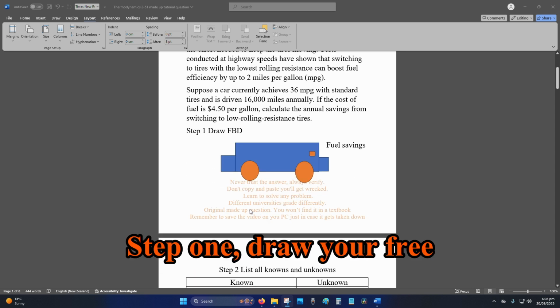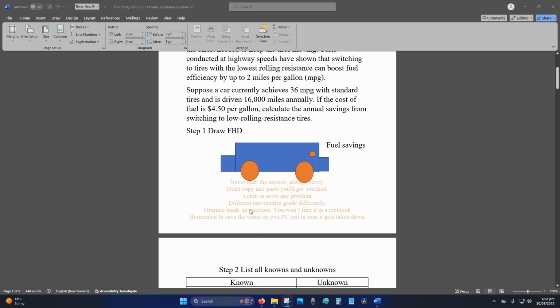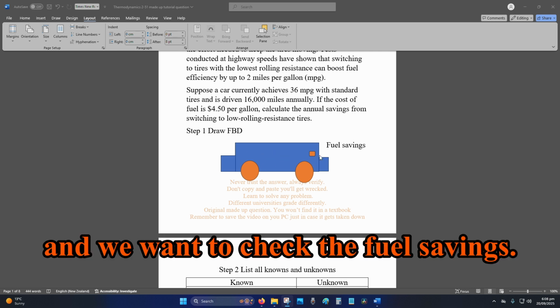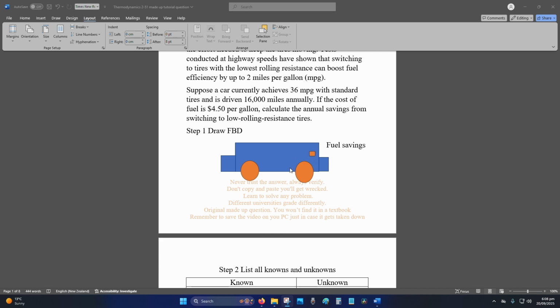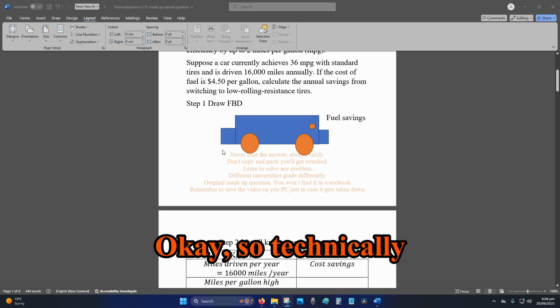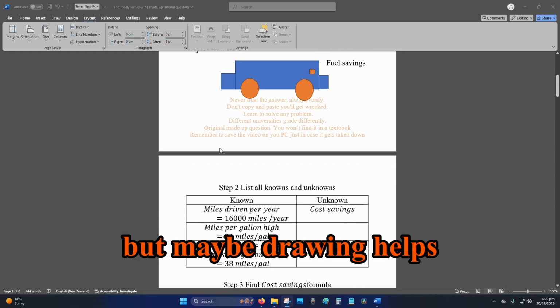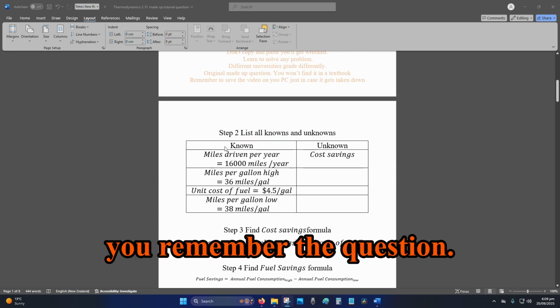Step 1, draw your free body diagram, your FBD. This will help you visualize the problem. In this case, we have a vehicle and we want to check the fuel savings. Technically you don't need to draw your free body diagram, but maybe drawing helps you remember the question.